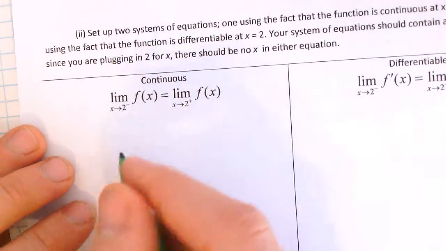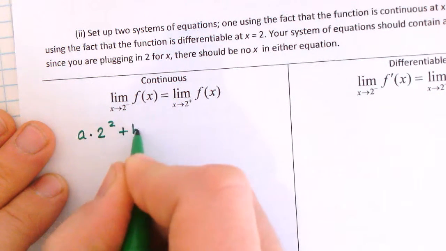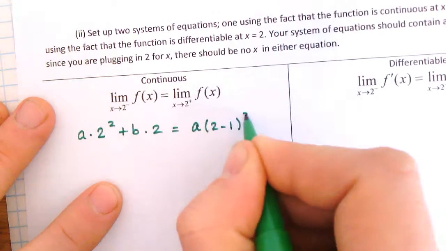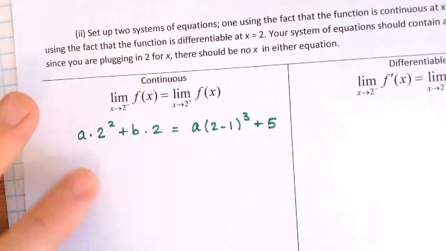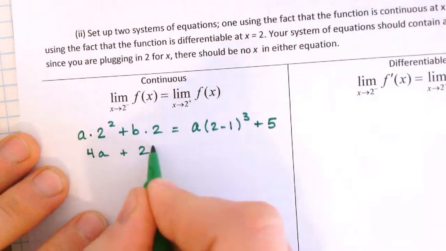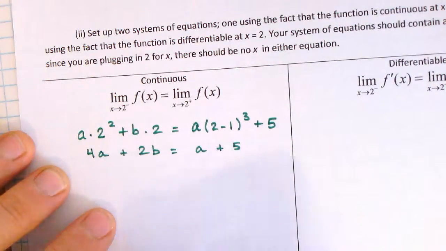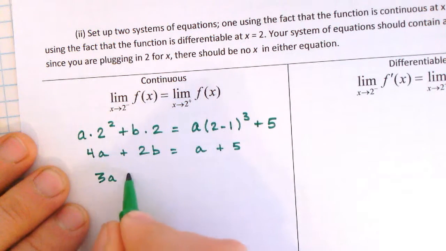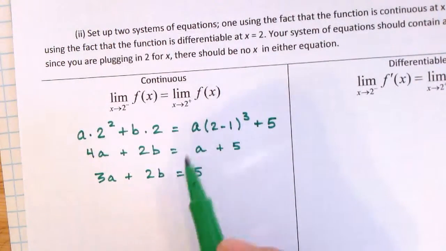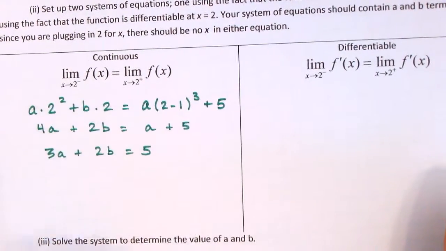So what that means is that a times 2 squared plus b times 2 is going to have to be equal to a times 2 minus 1 cubed plus 5. And let's clean that up a little bit. So that means 4a plus 2b is equal to a plus 5. Subtract a from both sides. 3a plus 2b is equal to 5. And you know when you get to this point that you have one equation with two variables, so you're not going to be able to solve for those variables a and b.